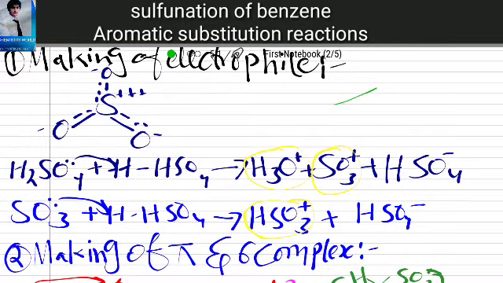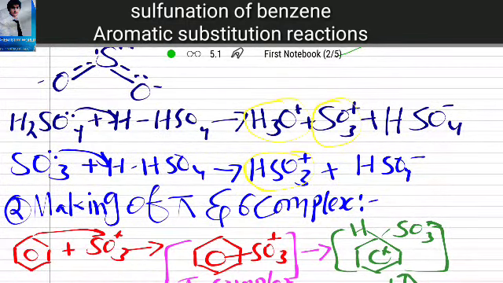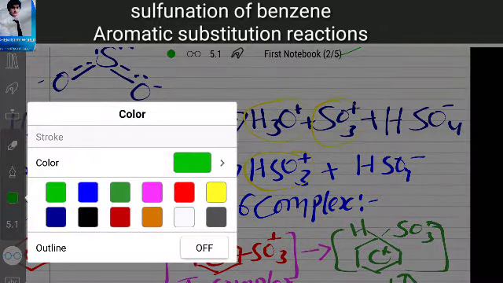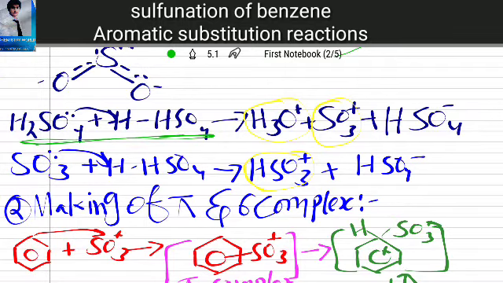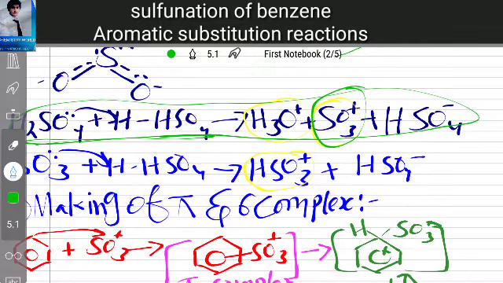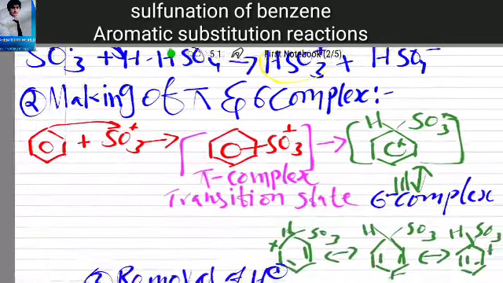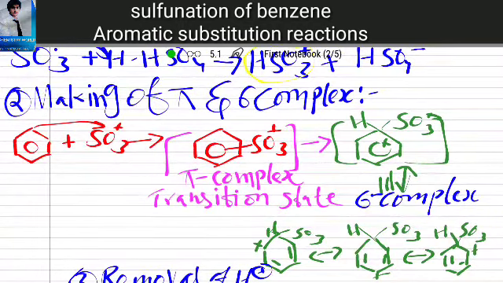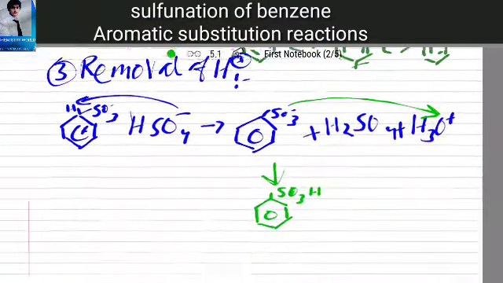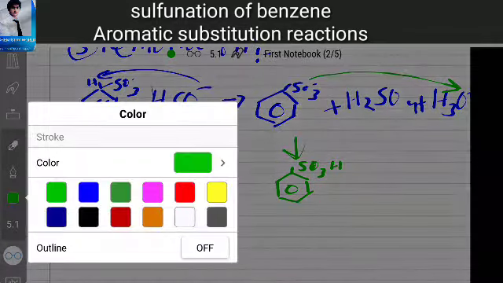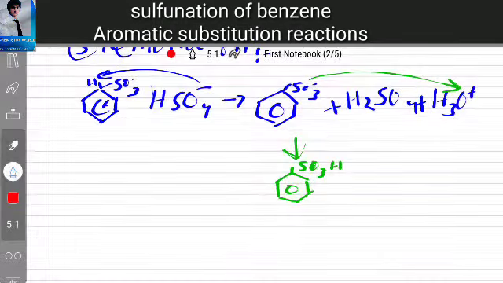If we write this reaction from step number 1, from method number 1, this SO3 attacks on a nucleophile in step number 2 in this way and forms pi complex and sigma complex, and the reaction begins and ends to give us this product.